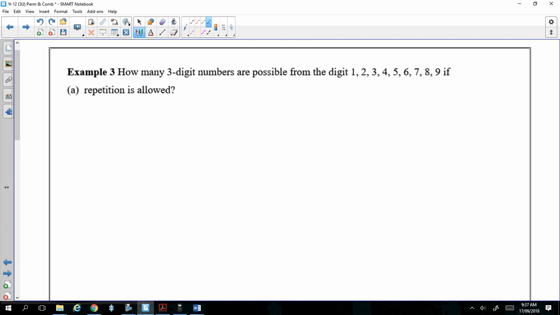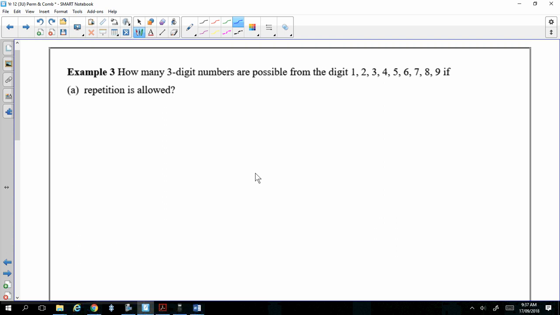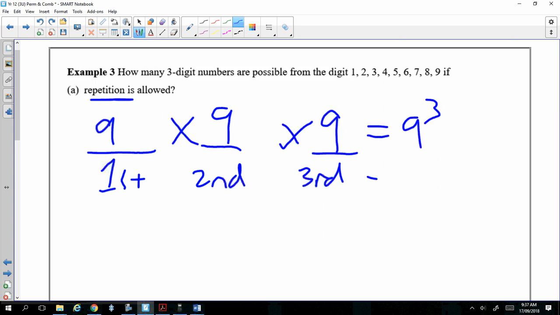Okay, so how many choices? Repetition allowed. So you've got the first digit, second digit, third digit. Remember, repetitions allowed. So there are 9 choices for the first digit. Once you chose the first digit, there's still 9 choices left for the second digit, and there's still 9 choices left for the third digit. The number of ways will be 9 cubed. I think 729. Let's double check that. 9 cubed. Yep. Okay, good.